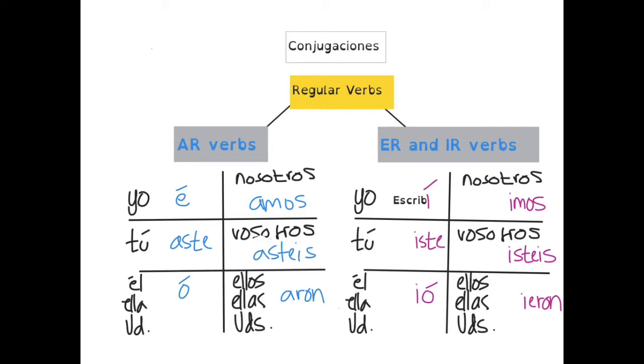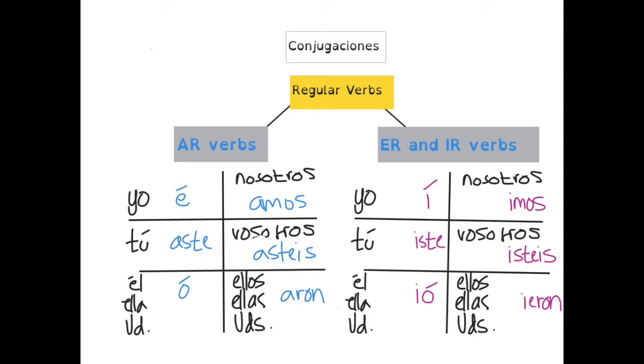So I drank. Or escribir, to write. Escribí, escribiste, escribió, escribimos. So we wrote. Escribisteis, escribieron. They wrote. Those new endings give us that new meaning.